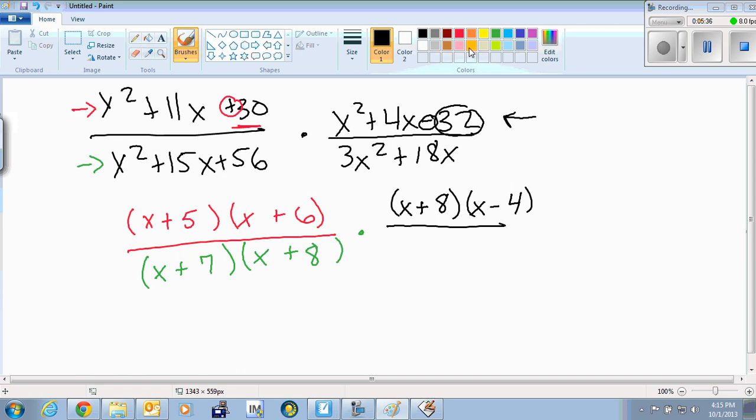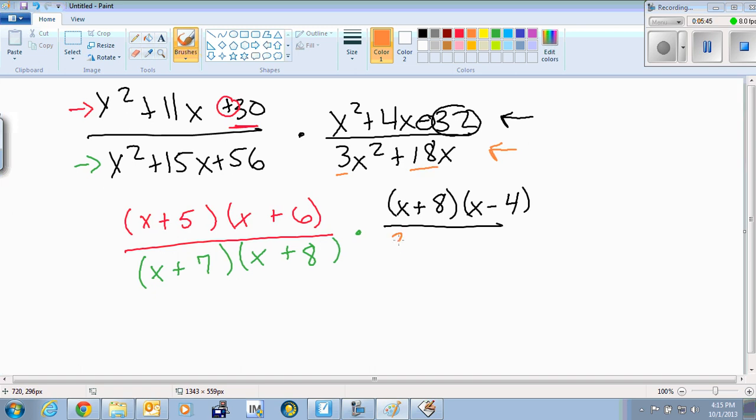And on the bottom, this is the one that's going to be, I guess, the trickiest out of all of them, in that it's got two terms, and you've got a GCF. Between 3 and 18, I can take a 3 out. And between x squared and x, I can take out a single x. When I do that, I'm left with x plus, and then 18 divided by 3 is 6.